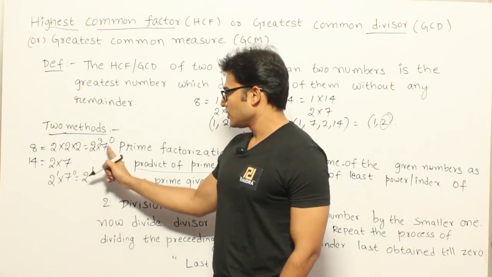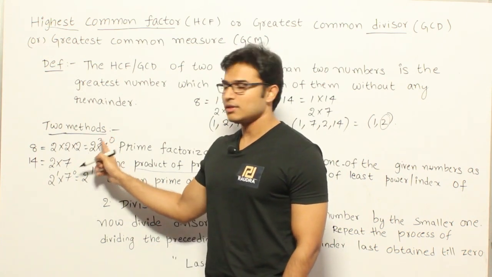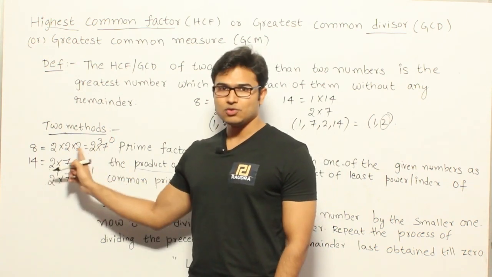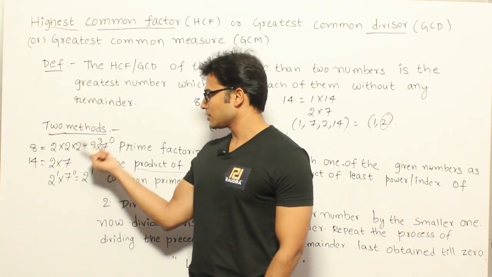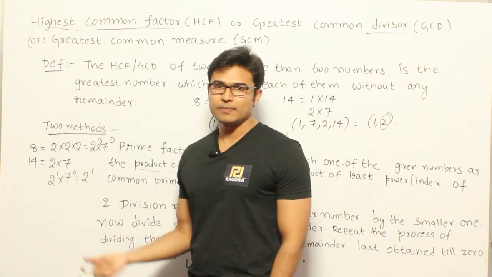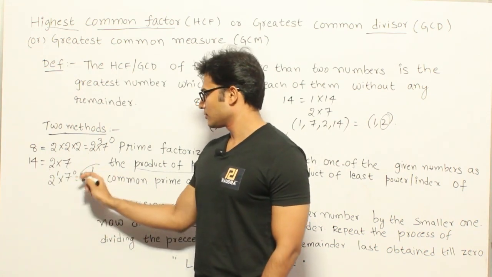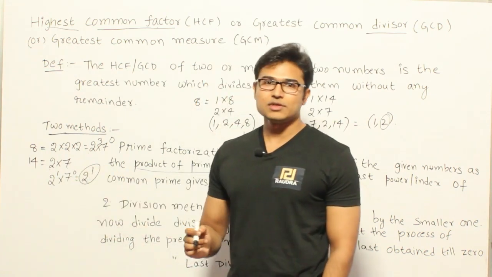Even if you don't include 7 here, then the common prime is going to be only 2 and the least power is going to be 2 power 1. But if you include 7 power 0 also, it will be useful later. I'll show you that later. So anyway, the answer is 2 power 1, which is 2.